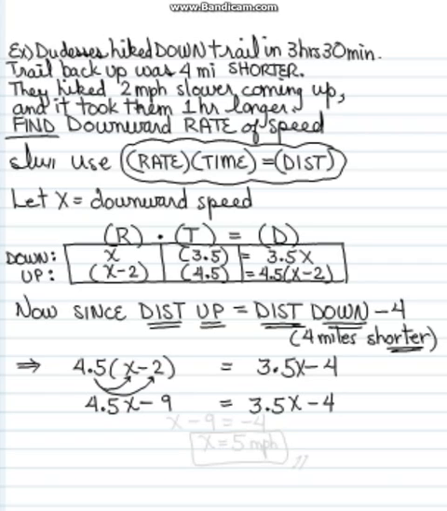Okay, so let's gather all the x's on one side and all the numbers on the other side. We're going to get x minus 9 equals negative 4, and then x equals 5 miles per hour. So the question was to find the downward rate of speed. That's what x is. We called it the downward speed. The downward rate of speed is equal to 5 miles per hour.